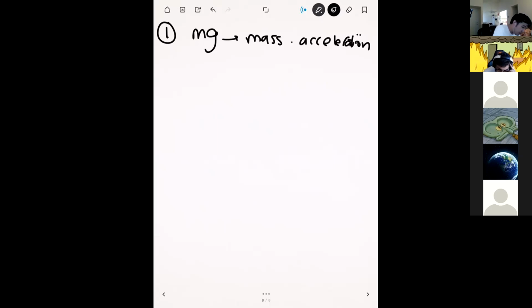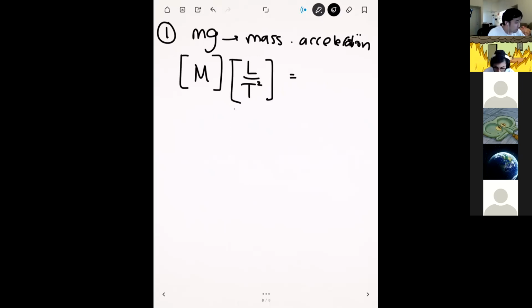Let's write out the dimensions for each of those. Mass is just going to be m, and acceleration is going to be L all over t squared. Nothing here is going to cancel out because everything's different. So we have m times L all over t squared. That's the dimensions of the first term. It's pretty straightforward. This can happen sometimes when you don't have any cancellations, and that's totally fine.